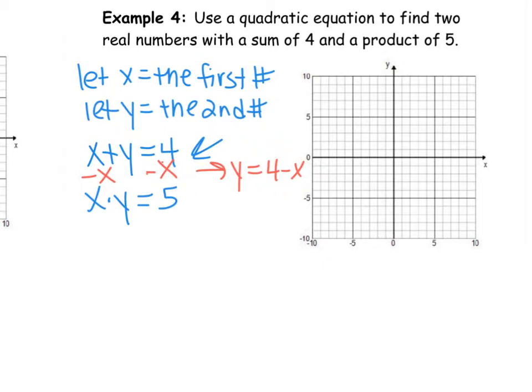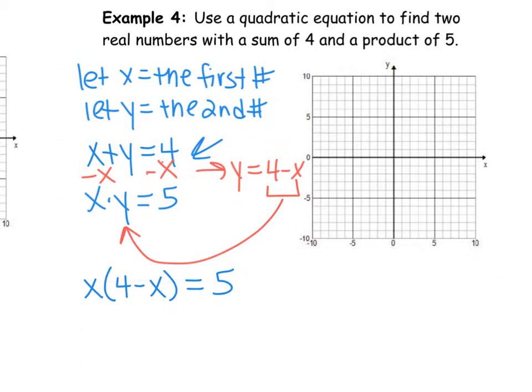So we know that y is equal to 4 minus x. So we're going to plug that in for y here. And remember, you have to use parentheses. So it's going to be x times (4 minus x) equal to 5. So all I did was plug this in for y into this equation. So now we have an equation that will result in a quadratic as soon as we distribute.